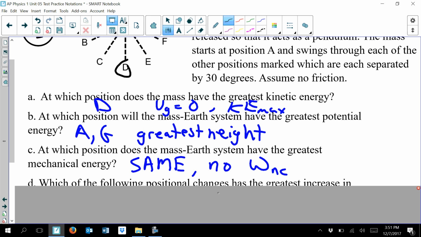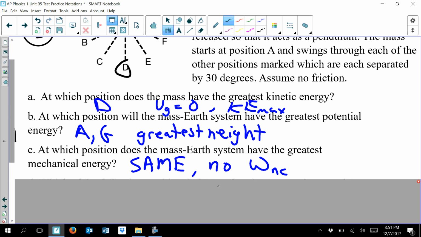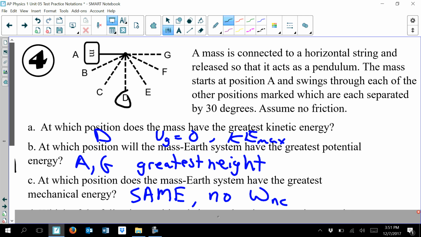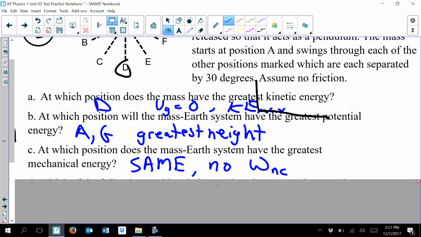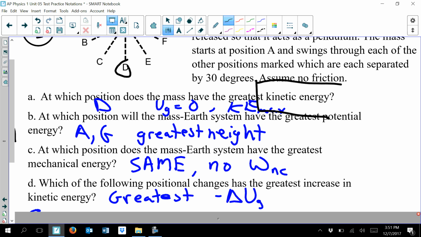Which position does have the greatest mechanical energy? They're all the same. There's nothing in there about any friction. In fact, it says assume no friction. So if we assume that there's no friction, then we have no work done by non-conservative forces. There's nothing to change our total energy.